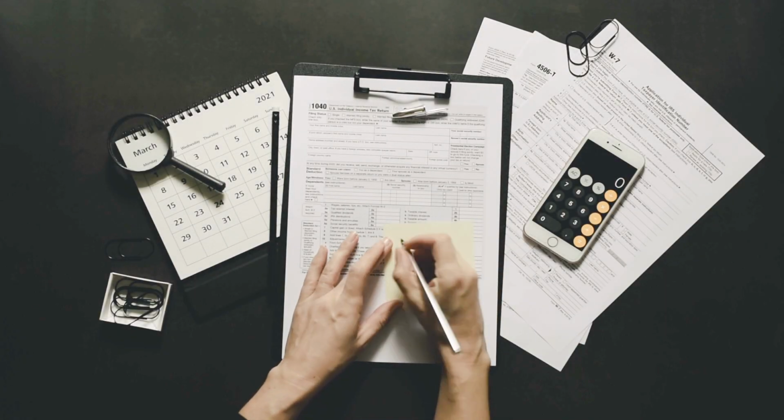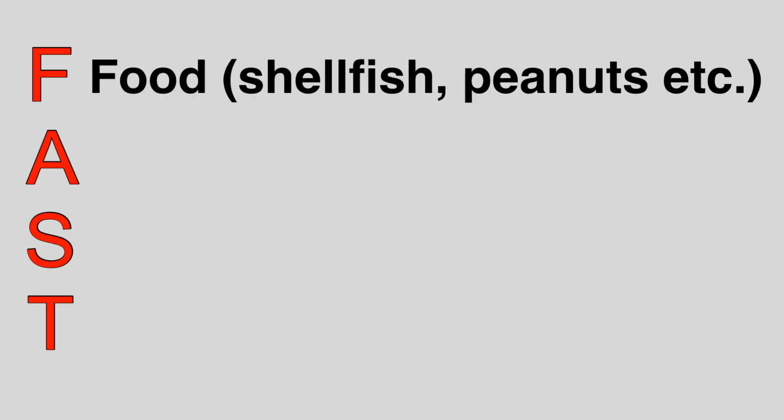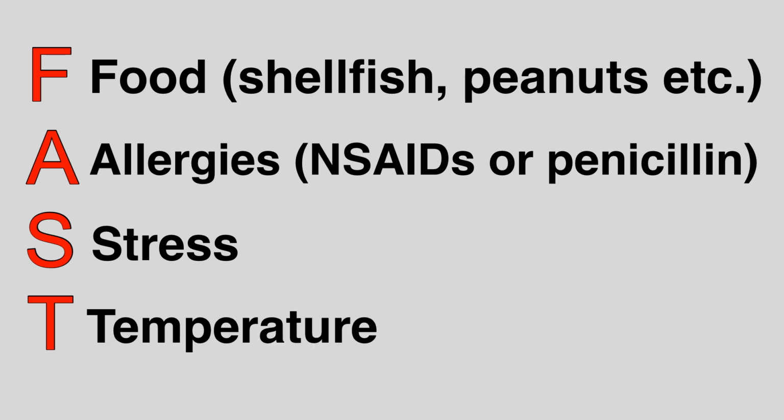Now, here's a simple mnemonic to remember about urticaria. FAST. Just like stroke, but anyway, different topic. F for food, like shellfish, peanuts, and other common allergens. A for allergies. This includes drugs like NSAIDs or antibiotics like penicillin. S for stress, like we mentioned, which can happen to any individual when they're under pressure. T for temperature. Both cold and heat can trigger hives, so just bear that in mind.